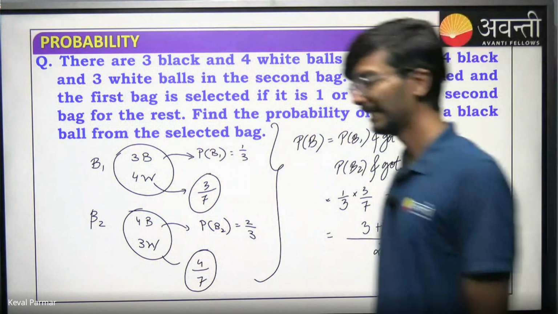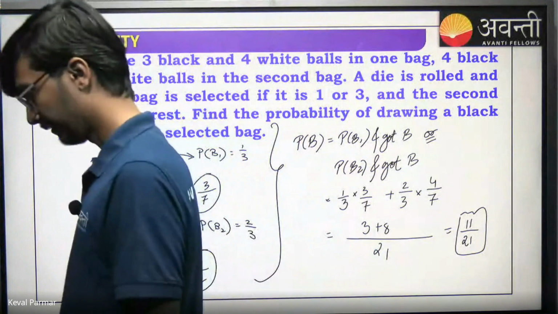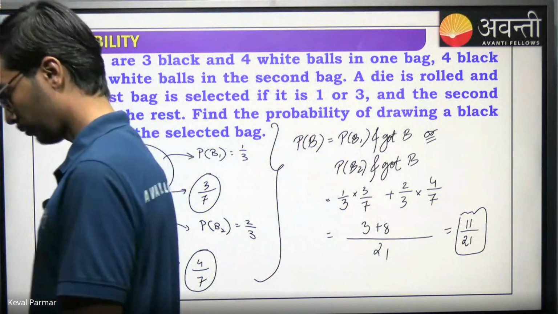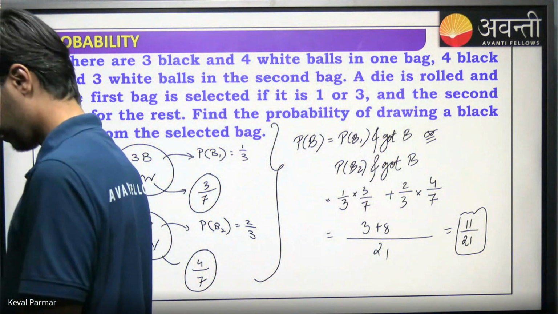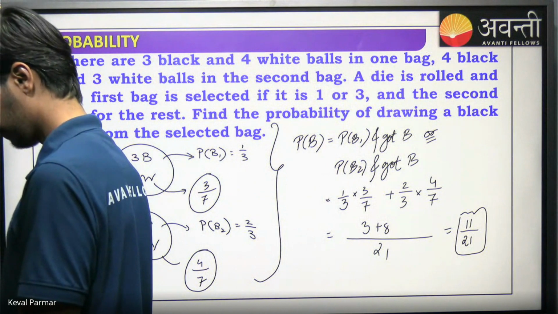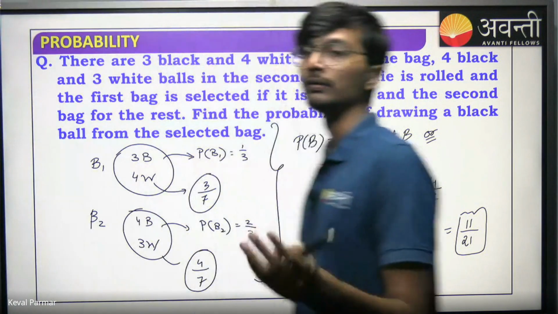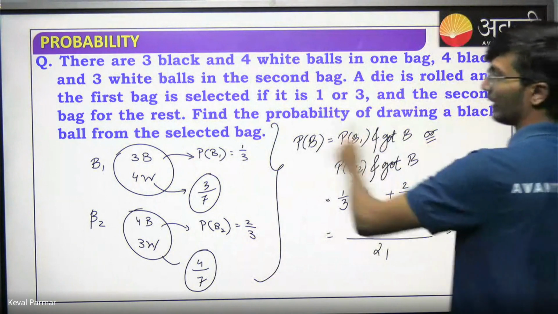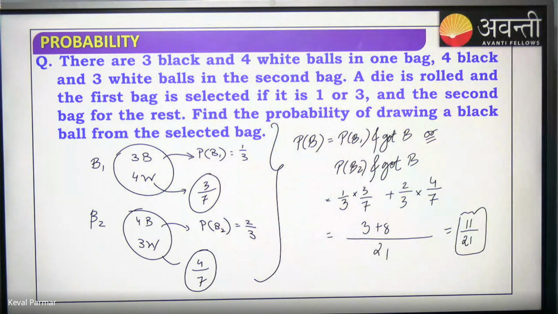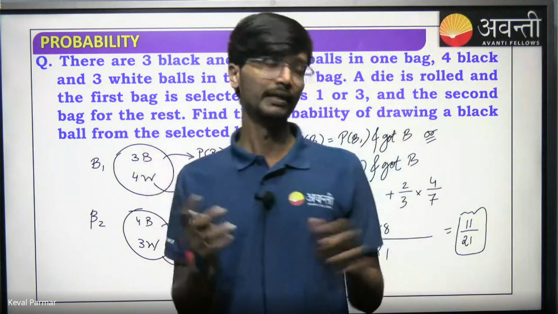So what is meant by 11 upon 21, guys? 11 upon 21 is the probability of drawing a black ball. What is the total probability of drawing a black ball? It is 11 upon 21. So I hope you understood the concept of total probability.